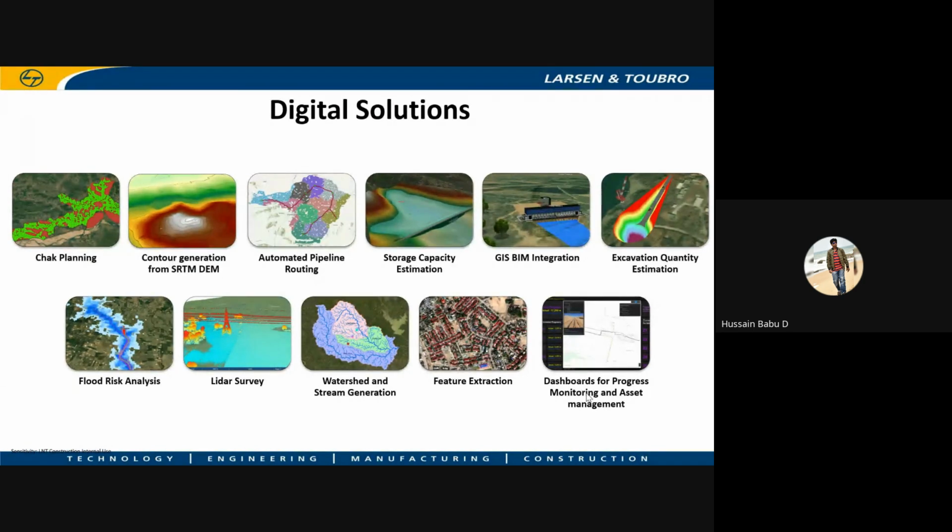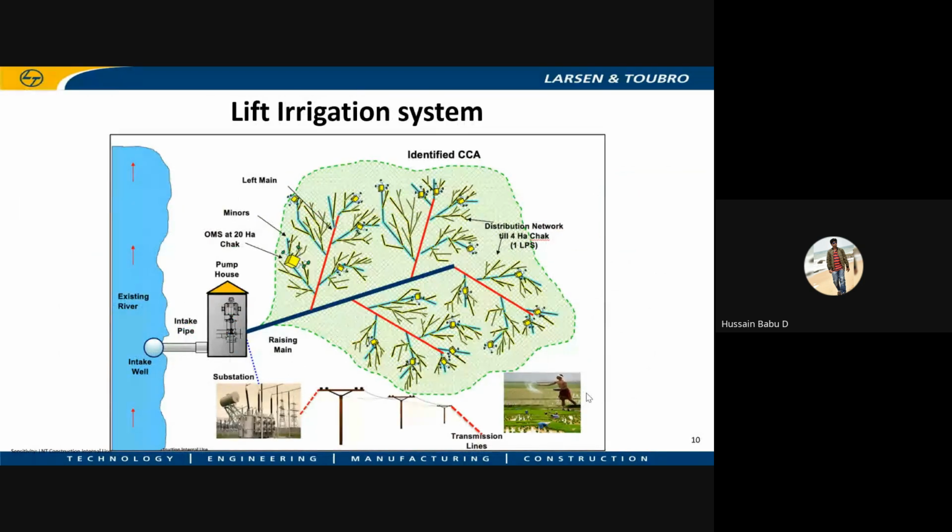These are some of the GIS solutions which we are providing for all our projects. Let me explain what we are mainly focusing on in our department: lift irrigation systems. This is a typical drawing of the lift irrigation systems that we follow in India.